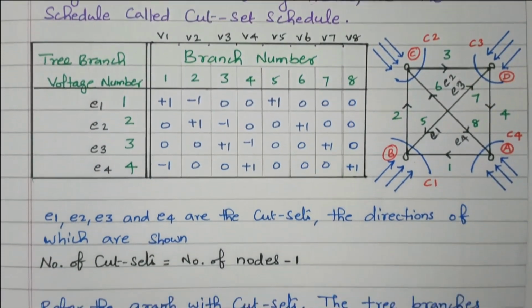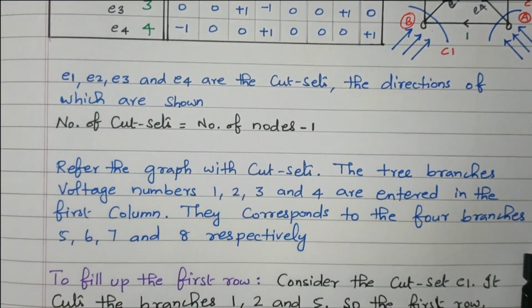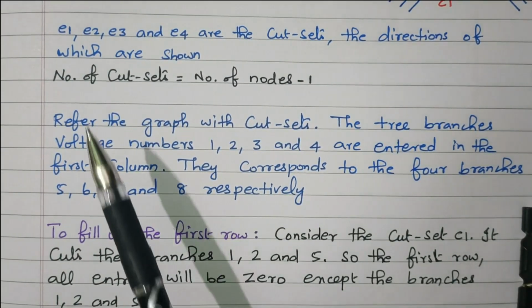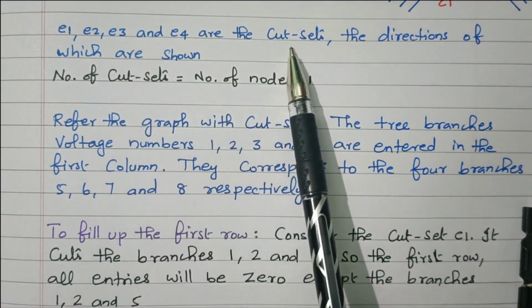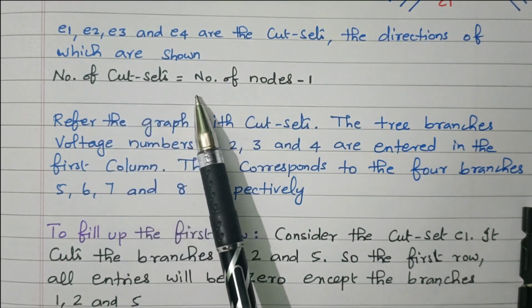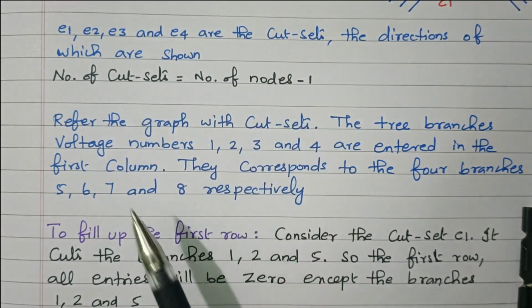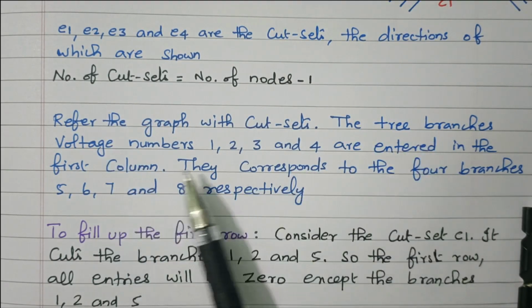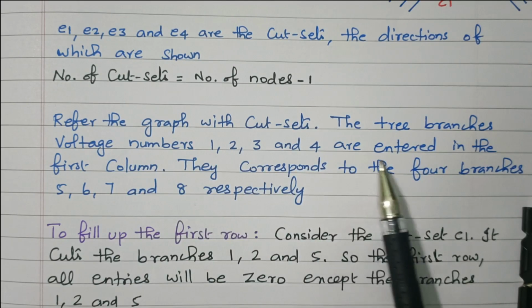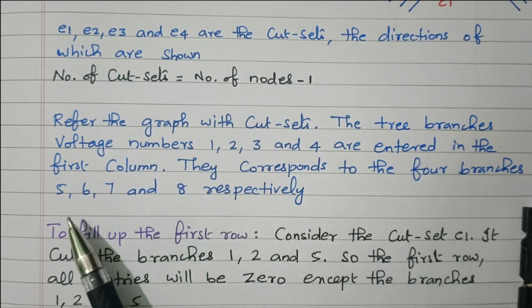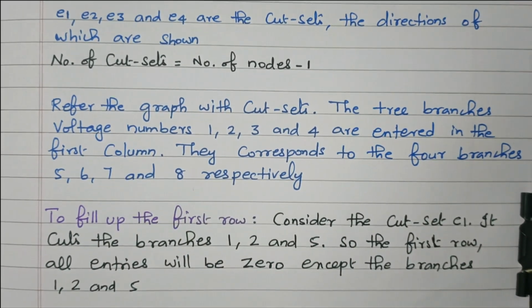Now we'll go for the further analysis. So from the tabular column, how can we go for the further analysis? E1, E2, E3 are the cut sets. The directions are as shown. Number of cut sets equals number of nodes minus 1. Refer to the graph with cut sets. The branch voltage numbers 1, 2, 3, 4 are entered in the first column, corresponding to the 4 branches 5, 6, 7, 8 respectively. What we did is described here.